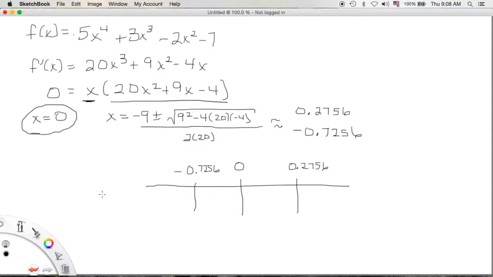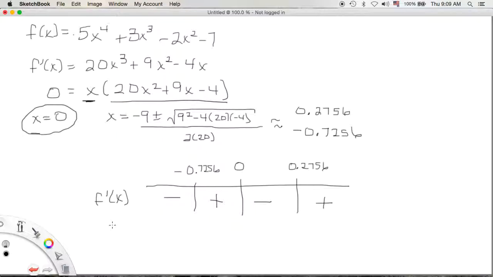And we test the first derivative. So between 0 and negative 0.7256, we pick a number like negative half, and we plug it in here and see if we get a positive or a negative, and we get a positive. And then we plug in something here like negative 1, so that's going to make us have a negative out here, positive here, so that'll be negative. Between 0 and 0.2756, we've got, say, 0.1. Plug that in, figure out what the sign is, and it's negative. And then for a bigger one, plug in, say, 1, and it's positive.